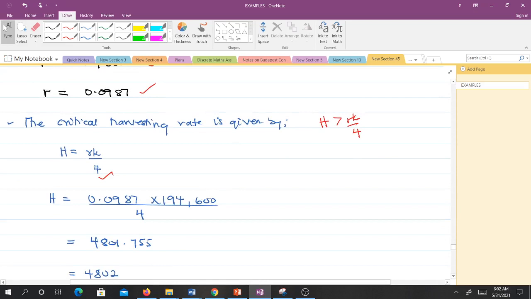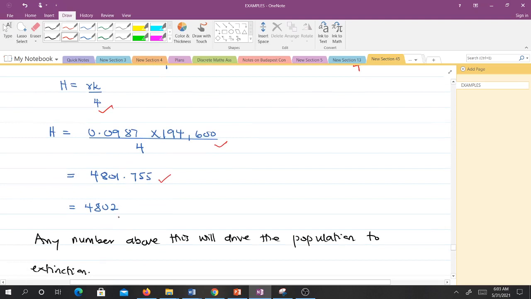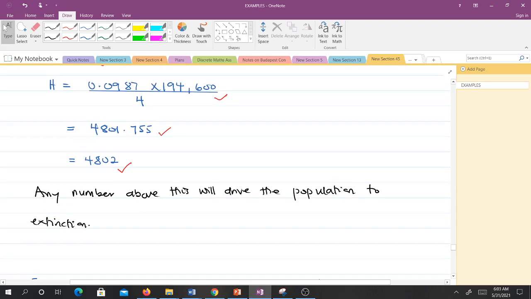We just make substitution. So our H is 0.0987 times our K, which is 194,600, all over 4. When you compute this, we can round to the nearest whole number to be 4,802. So that means that any number above this will drive the population into extinction. That's going to be the critical harvesting rate. Any number above this will drive the population into extinction.